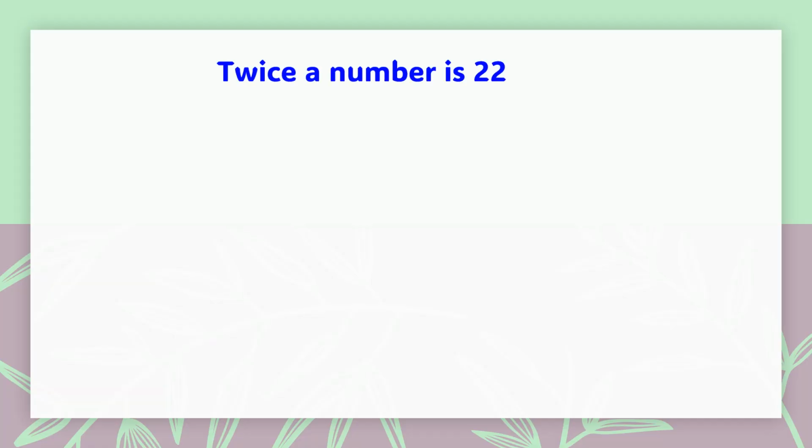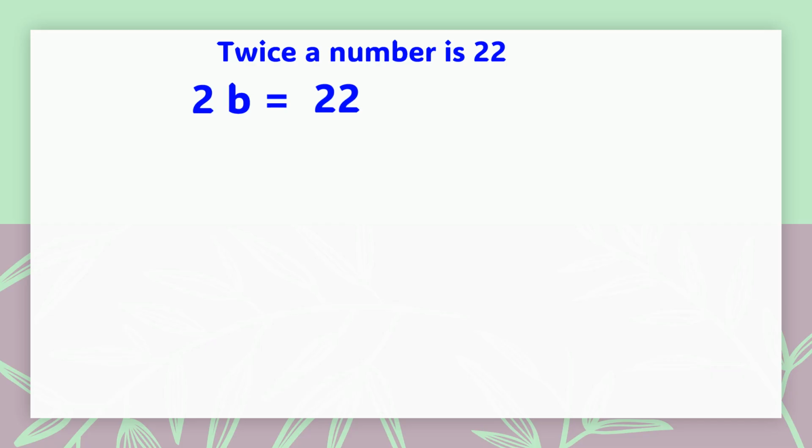Twice a number is 22. Your variable, let it be b, and twice the number is 2b. 2 times b is 22. 2b is equal to 22 is our equation.